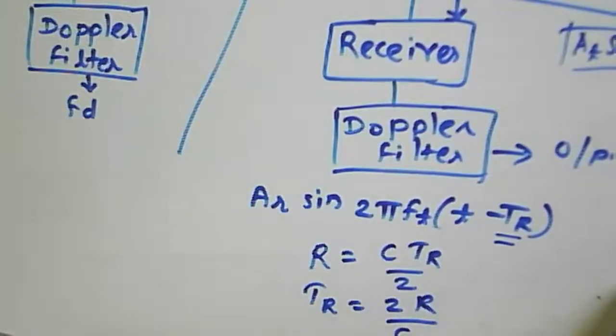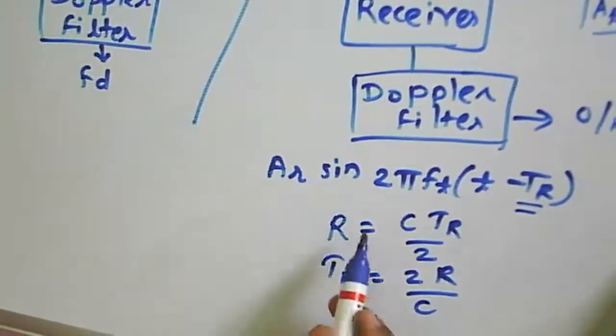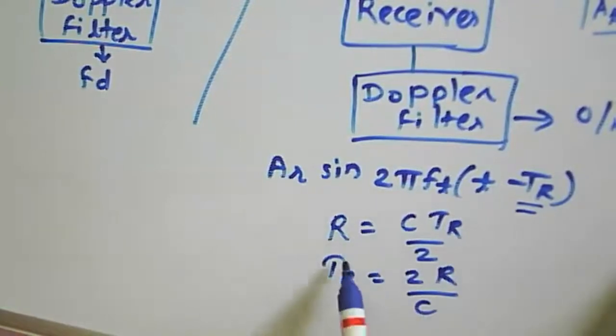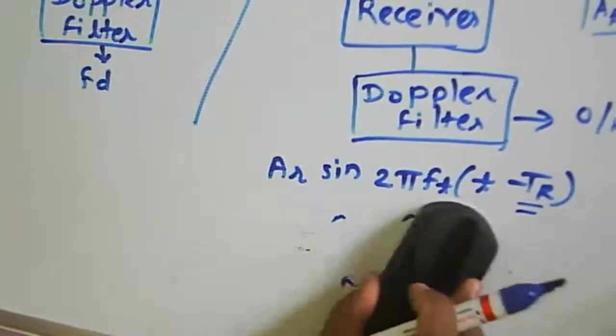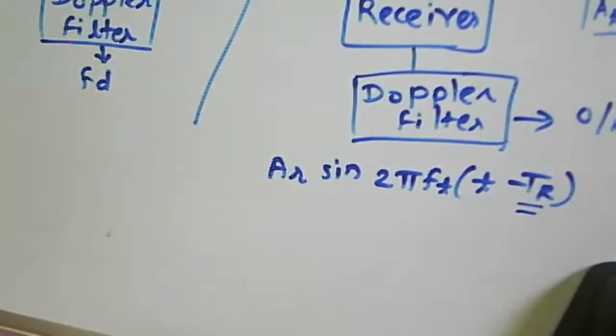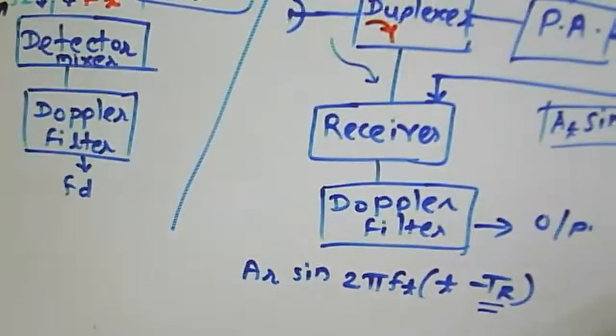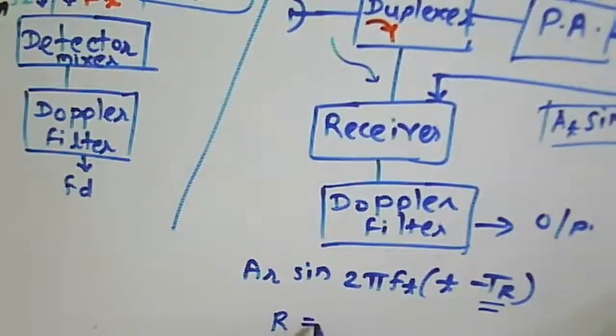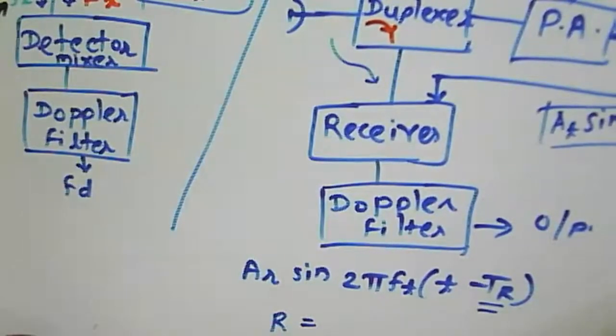So either we can write it in terms of range, or we can write TR, which is in terms of the round trip delay. So this is the round trip delay. Now, what will be the signal we are receiving? Generally we say that the range R depends upon the object. Now, suppose we say that the target is moving.